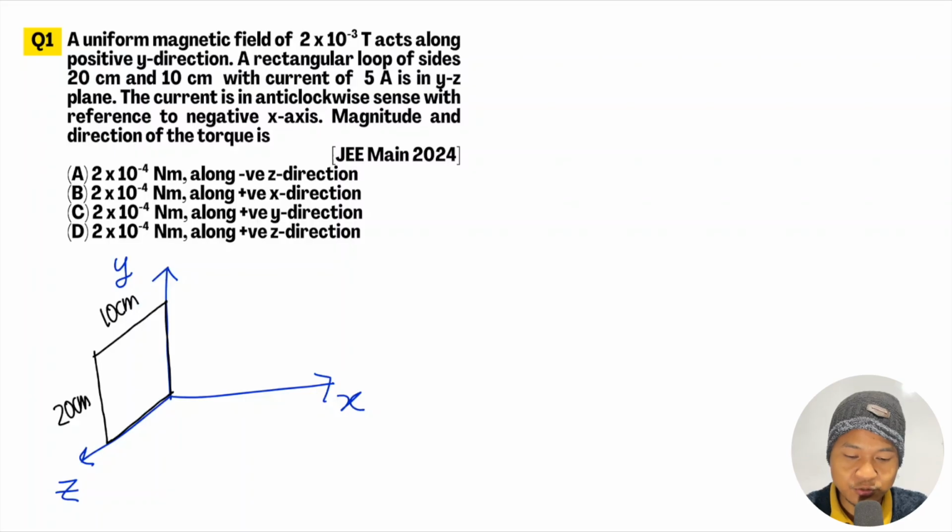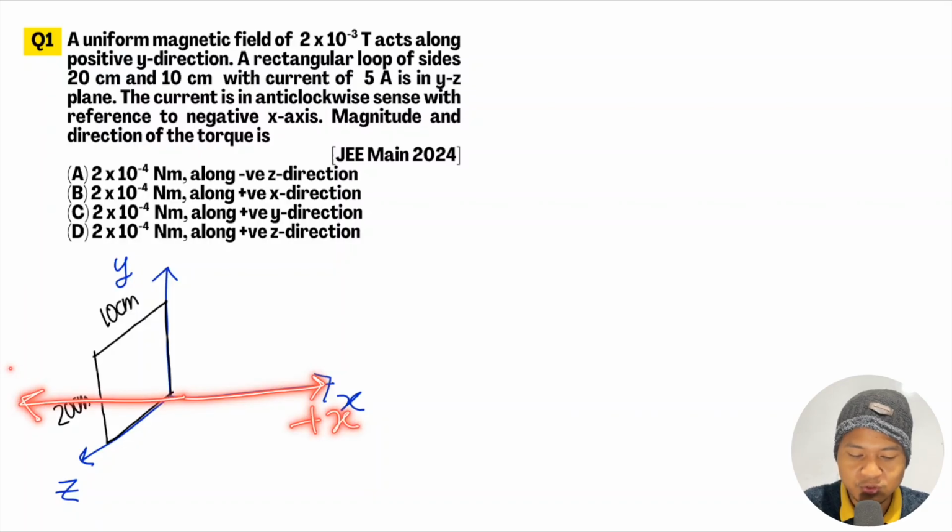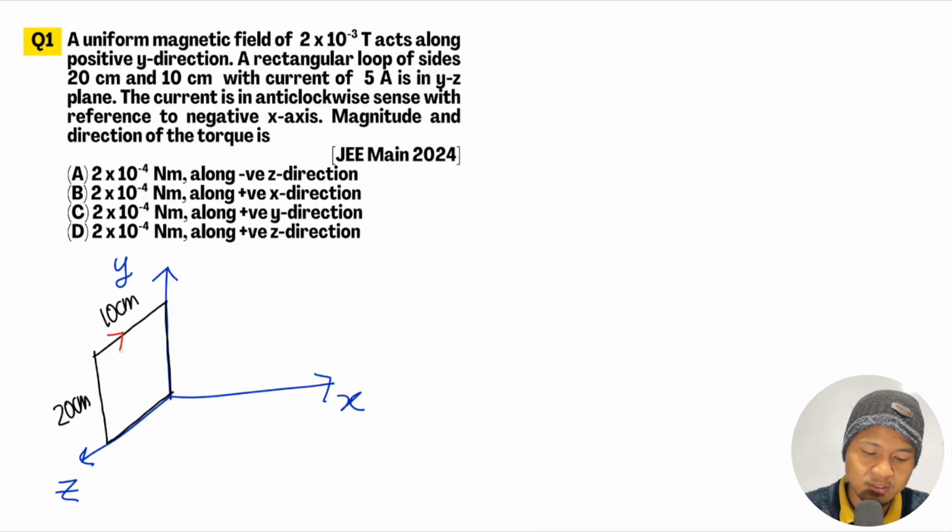The current of 5 ampere is anti-clockwise with reference to the negative x-axis. This is the positive x, so you look from the negative x side, and you will see the current as anti-clockwise. So the current is actually going like this. Let's try to draw that, with 5 ampere. We need the magnitude and direction of torque.